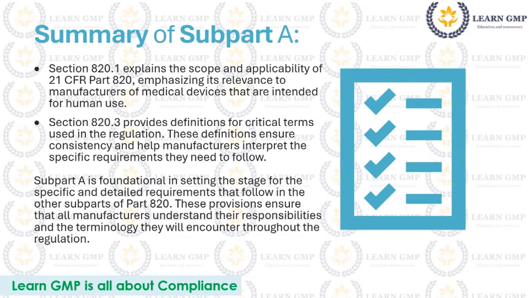Summary of Subpart A. Section 820.1 explains the scope and applicability of 21 CFR Part 820, emphasizing its relevance to manufacturers of medical devices that are intended for human use. Section 820.3 provides definitions for critical terms used in the regulation. These definitions ensure consistency and help manufacturers interpret the specific requirements they need to follow.